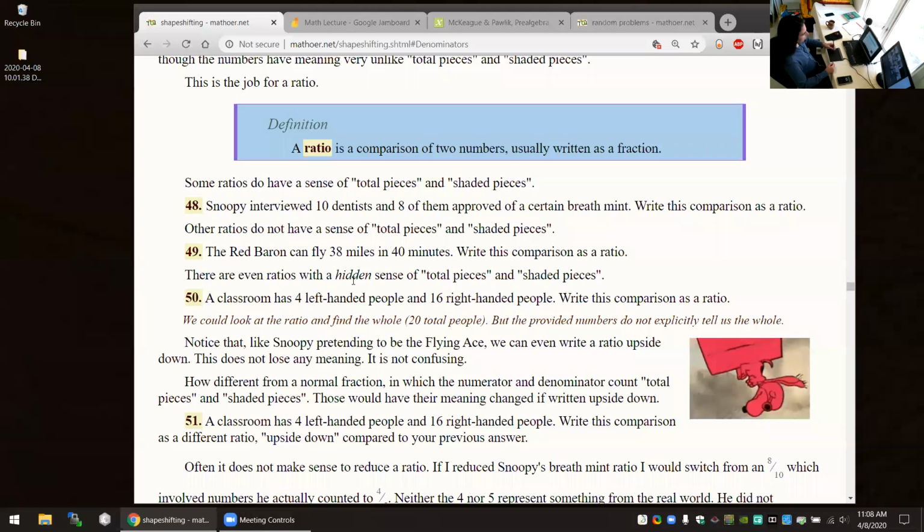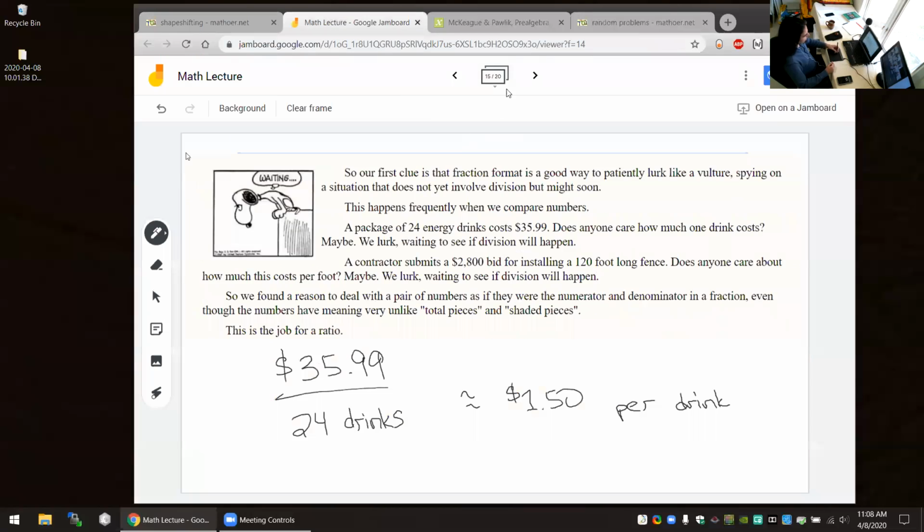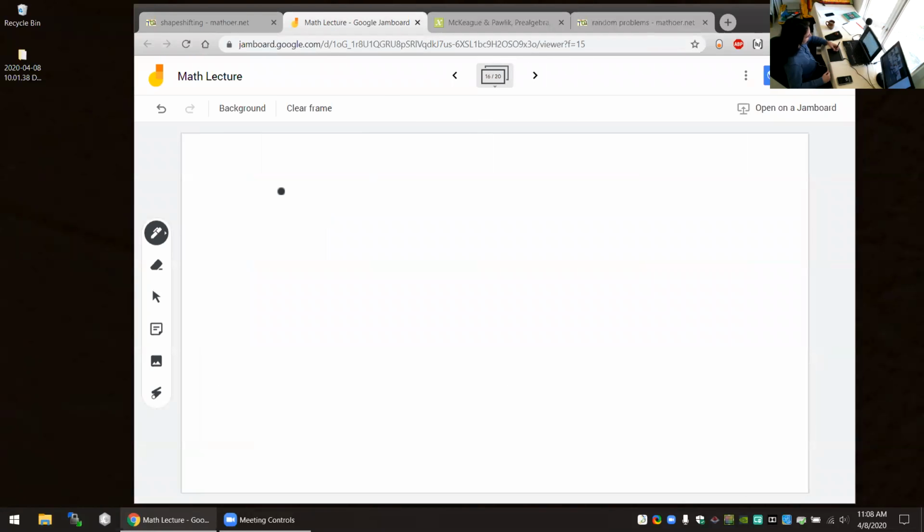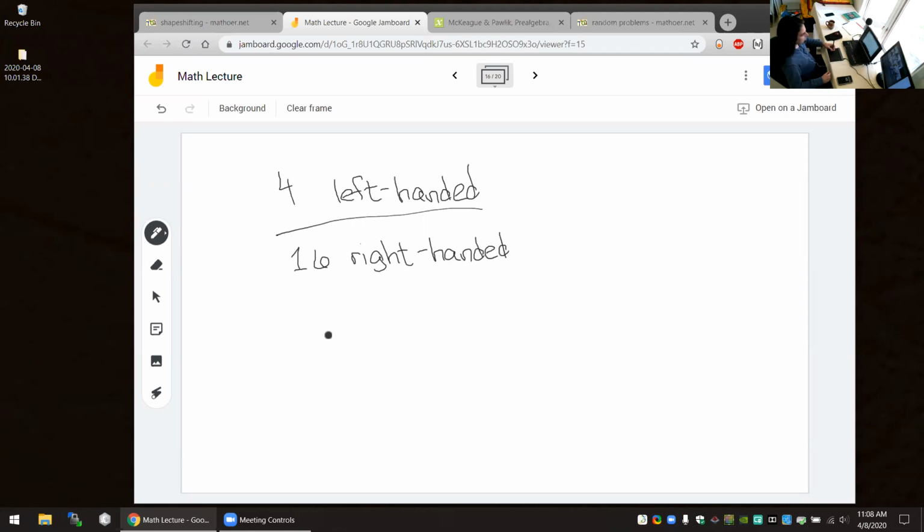Some ratios even have a hidden sense. So if I have a classroom with 4 left-handed people and 16 right-handed, assuming no one's ambidextrous, how many people are in this classroom? 20. But we're not writing the 4 out of 20 anywhere. We're not writing the 16 out of 20 anywhere. So this isn't the same kind of cake slices fractions that we're used to thinking about.